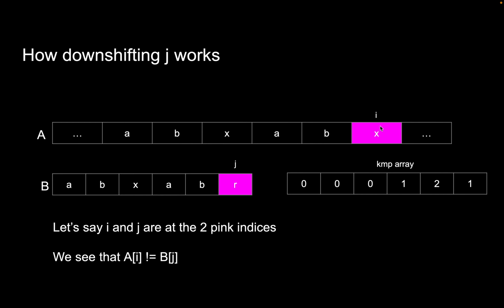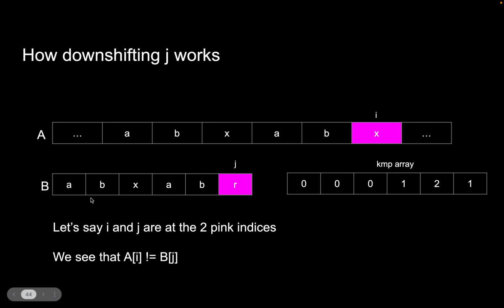We're currently at i, at this point. And B is a string which has ABX, ABR. So we're currently at this i and this j, and we notice that these two do not match: A[i] is not equal to B[j]. And notice that we have a KMP array of 0, 0, 0, 1, 2, 1.